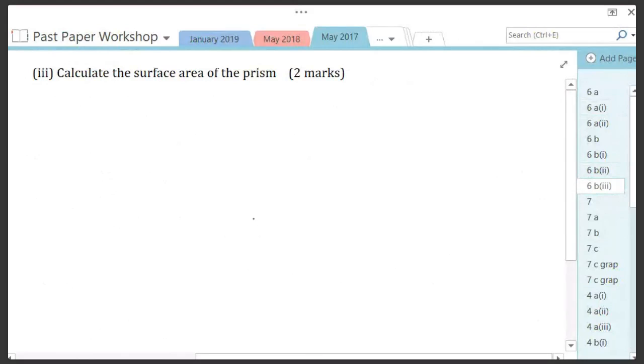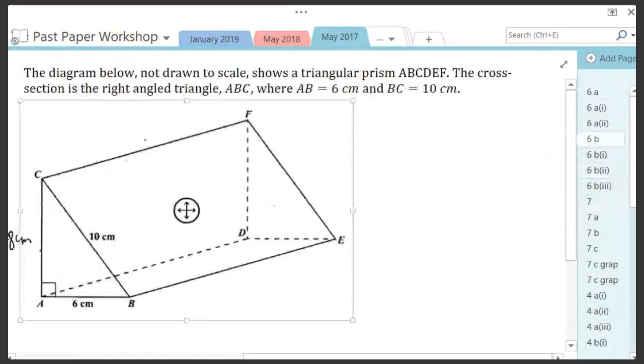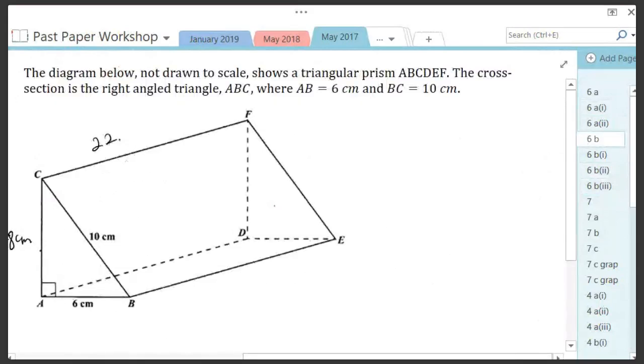All right. They want surface area, so I'll go back to the diagram here. You know the length is 22.5. The length here, this is 22.5 centimeters. You know this is 8 centimeters. You also know that the area of triangle ABC here is 24 centimeters squared. Okay? So use this information and calculate the surface area.